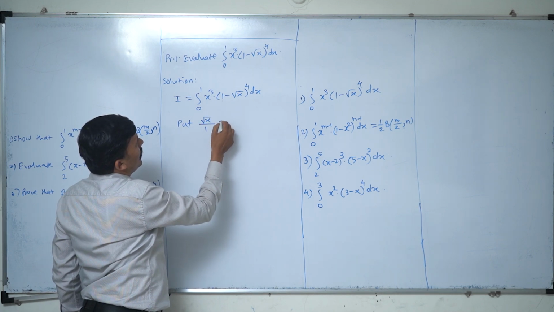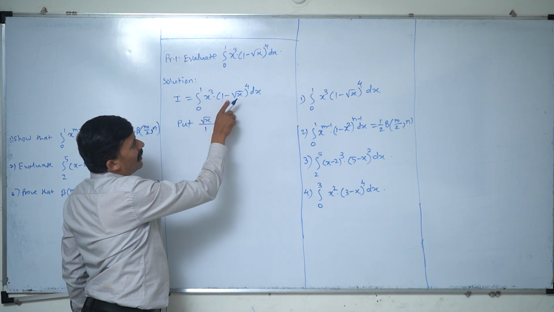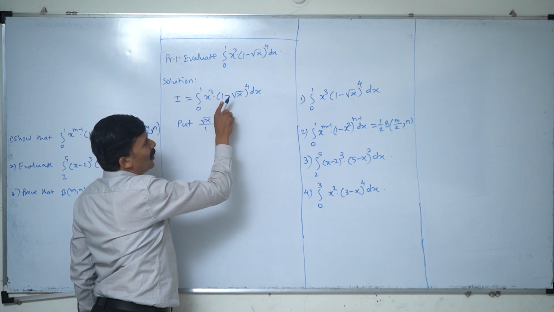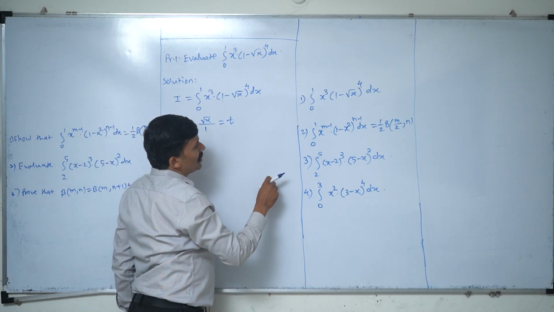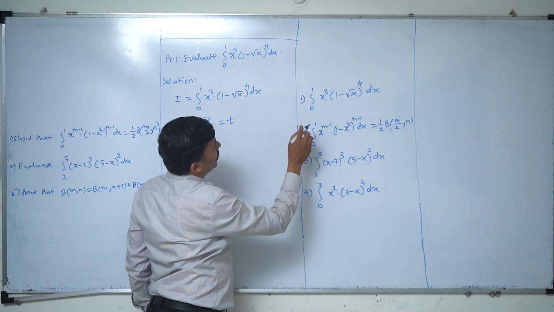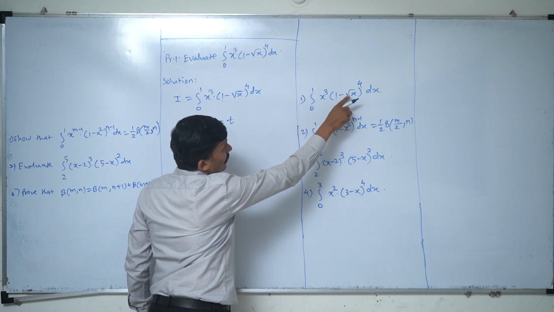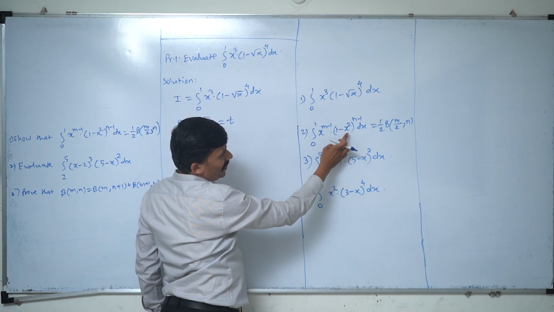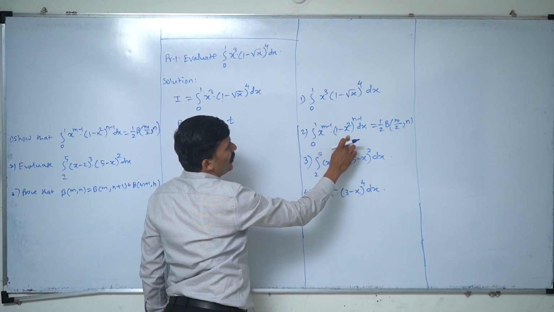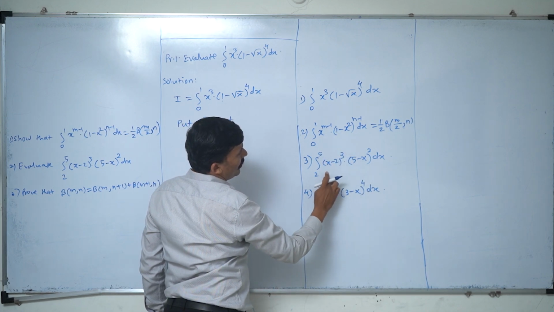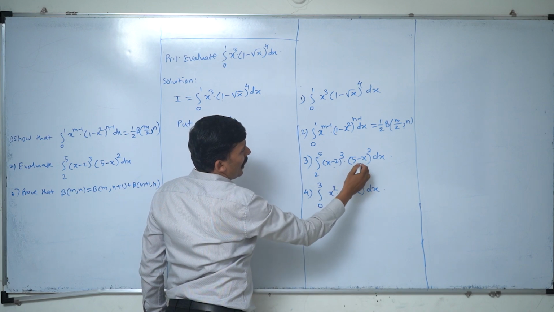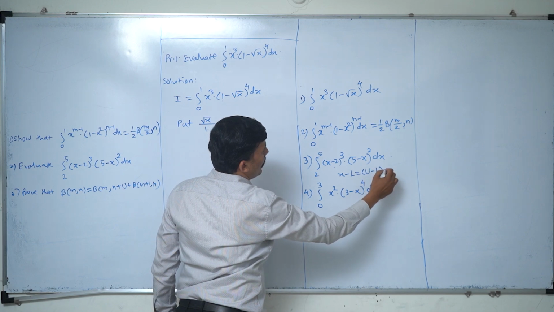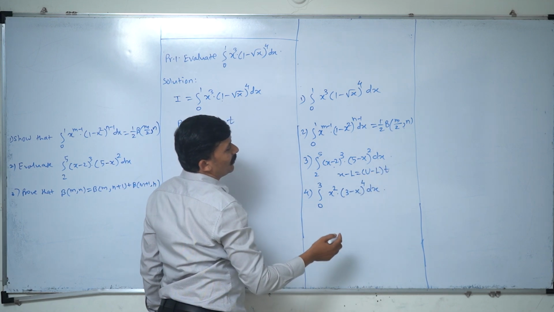So in beta function there are two substitutions. If the integral contains one bracket, then the substitution is second term of bracket upon first term. If the integral contains two brackets, then another substitution. So for this first question, the substitution is root x upon 1 equals to t. For this second question, what is the substitution? X square upon 1 equals to t. But this third problem contains two brackets. If two brackets, then the substitution is x minus lower limit equals to upper limit minus lower limit into t.